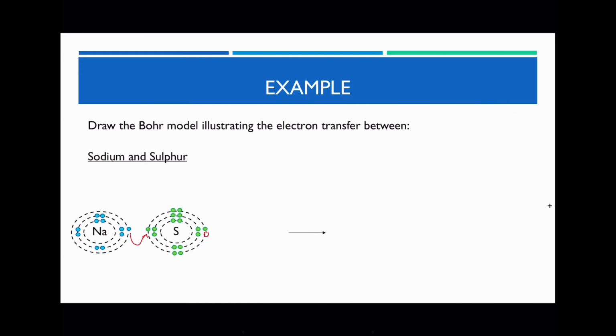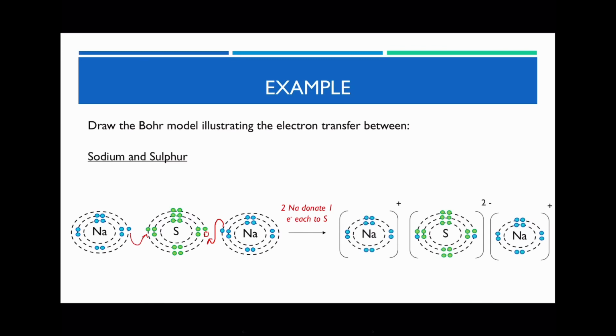So what we need to do in this case is add an extra atom that can donate its electrons to sulfur. In this case, metals generally donate, so we're going to be adding an extra sodium atom. By drawing an extra sodium atom, the valence electron from the second sodium atom can donate its electron, and by doing so, sulfur will now have a complete outer shell.